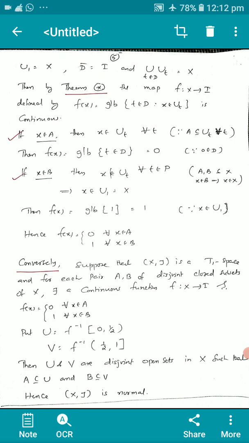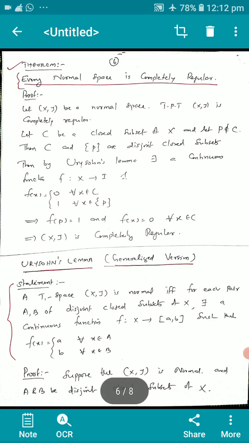That is the proof of Urysohn's lemma. Urysohn's lemma we have proved now. And as a part of the proof of the theorem, we can also arrive at the following theorem. The question can be asked like this: theorem, every normal space is completely regular. How to prove every normal space is completely regular? That is, we can discuss the proof. Let X be a normal space.